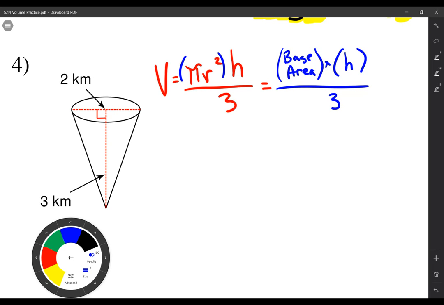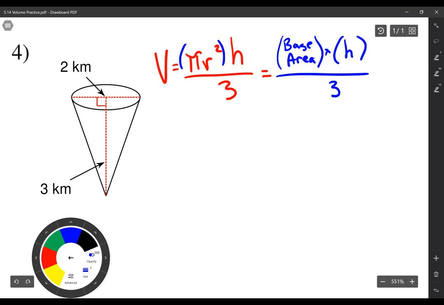So now that we have our formula, we need to figure out the radius and the height. And it looks like this 2 kilometers right here, that's the km, is talking about the diameter. So just this portion right here is half of that. That's our radius. So 1 kilometer is the real radius. Now that we have that 1 kilometer and our height, which looks like 3 kilometers, we can plug into our formula.